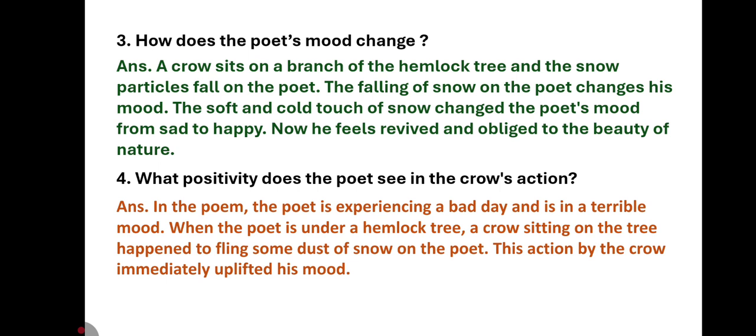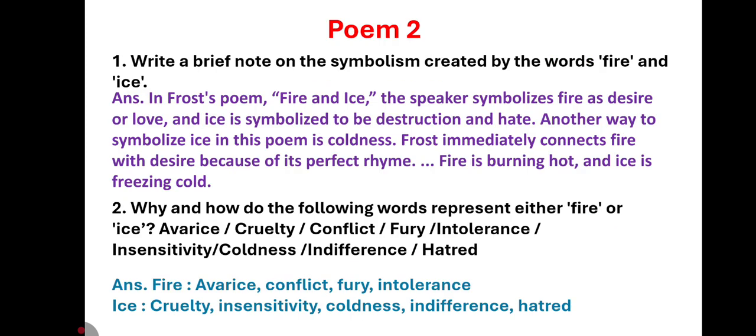Next question. What positivity does the poet see in the crow's action? In the poem, the poet is experiencing a bad day and is in a terrible mood. When the poet is under a hemlock tree, a crow sitting on the tree happened to drop some dust of snow on the poet. This action by the crow immediately uplifts his mood. Clear?